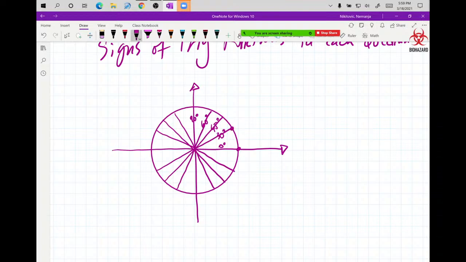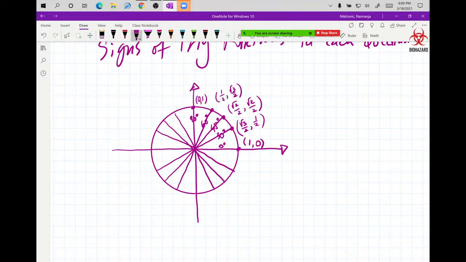What I have here are the coordinates. So the coordinates on the bottom are 1, 0. Coordinates on the next one are √3/2 and 1/2. And then I have the √2/2 and √2/2. And then I have 1/2 and √3/2. And then I have finally 0, 1. This is the first quadrant that you learned so far.